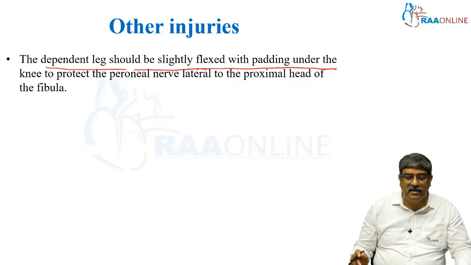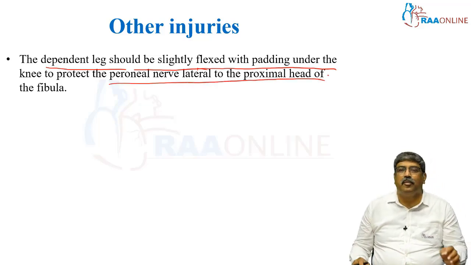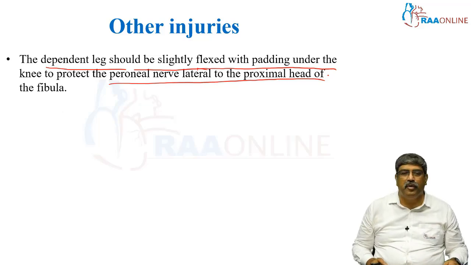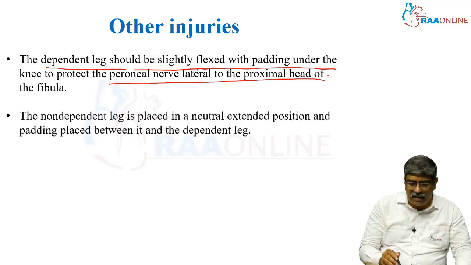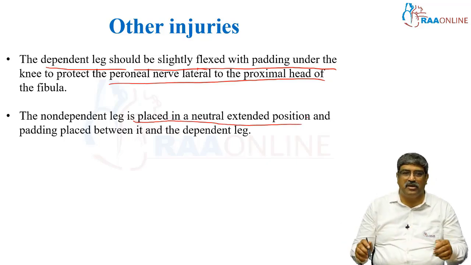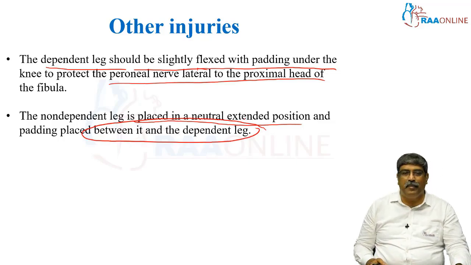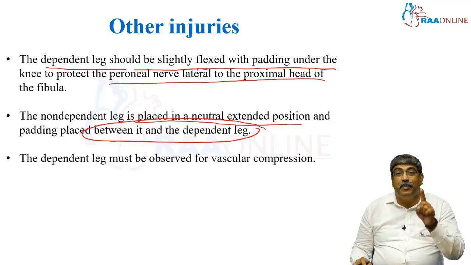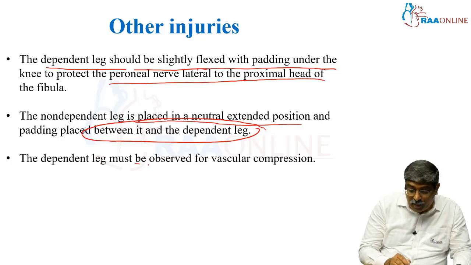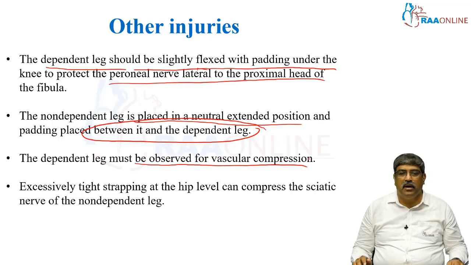with padding under the knee to protect the peroneal nerve lateral to the proximal head of the fibula. The non-dependent leg is placed in a slightly neutral extended position, and the padding should be placed between it and the dependent leg. The dependent leg also should be observed for vascular compression.